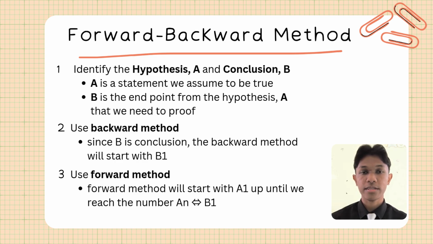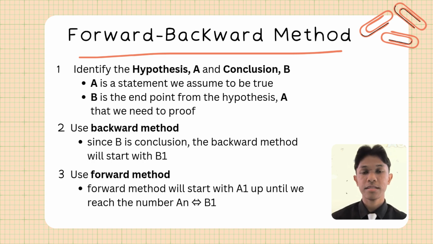The first step is to identify the hypothesis and the conclusion. Hypothesis is the statement that we assume to be true, whereas conclusion is the endpoint from the hypothesis that we need to prove. The second step is to use backward method. Since B is the conclusion, we need to derive B1 from that in order for us to make it easier to reach the conclusion when we do our forward method later.